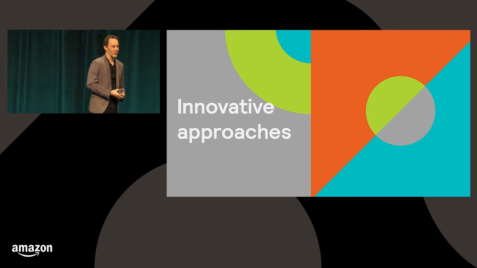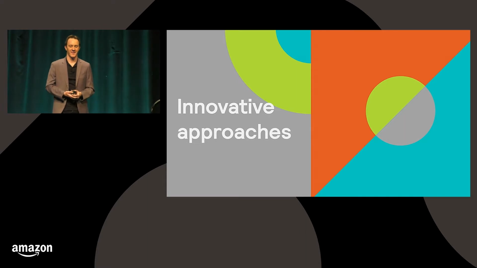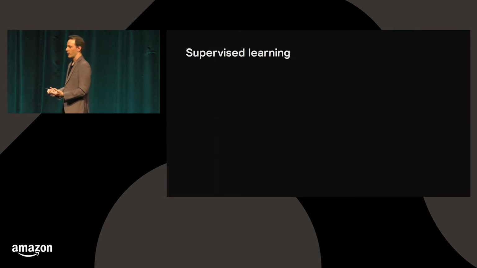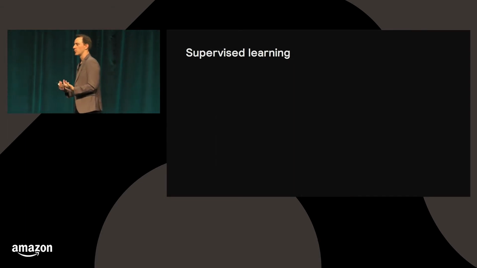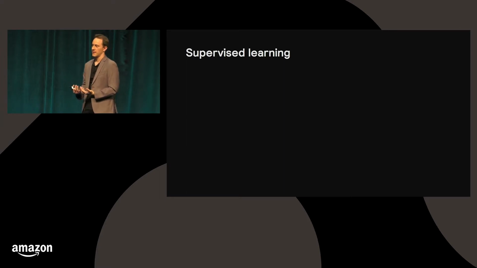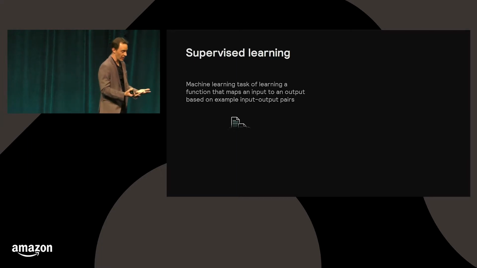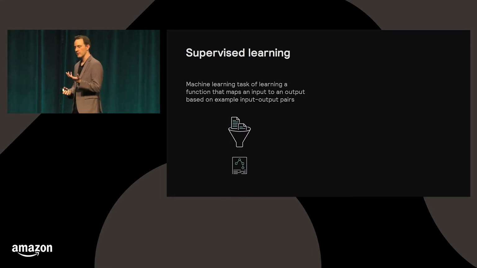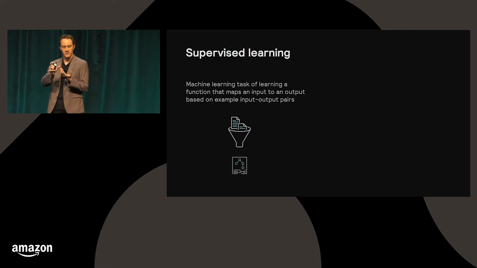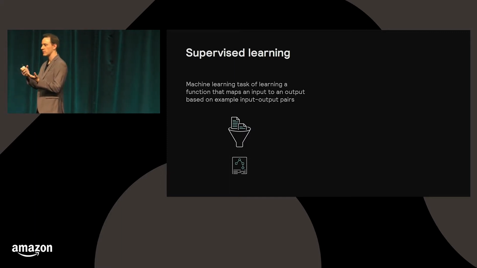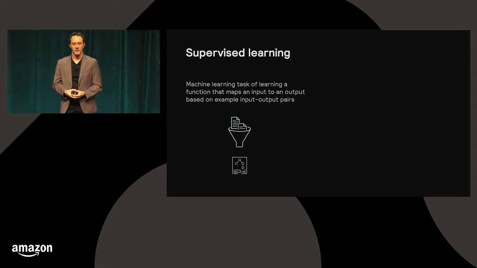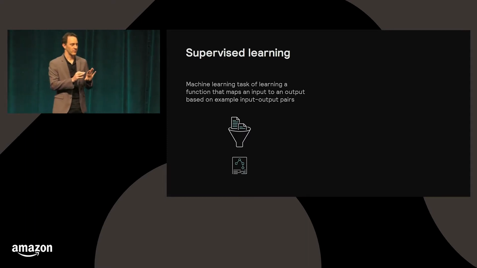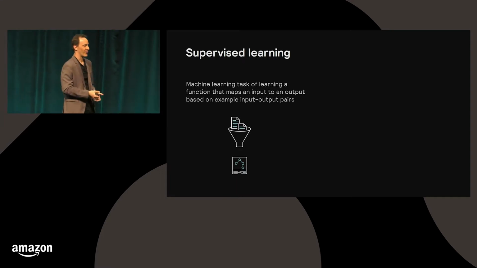So let's talk about the innovative approaches, and let's talk about how machine learning can help in these cases. First of all is the idea of using supervised learning algorithms. I'm pretty sure most of you know, but for those who do not know what a supervised learning algorithm is, it's nothing more than a machine learning task of learning a function that maps inputs to outputs based on examples of input-output pairs.